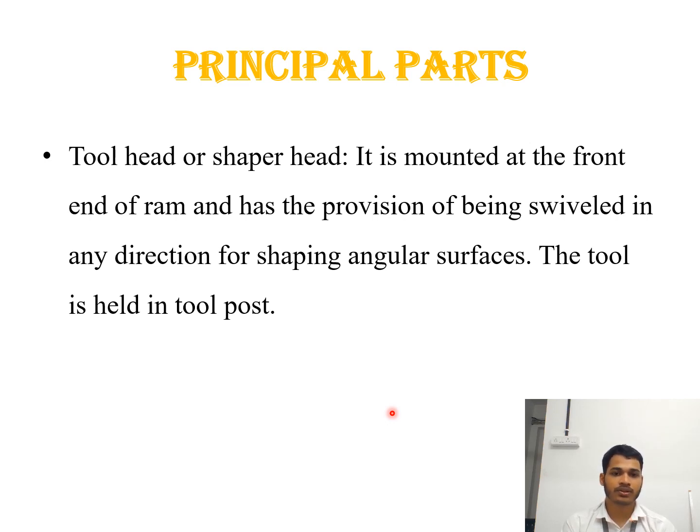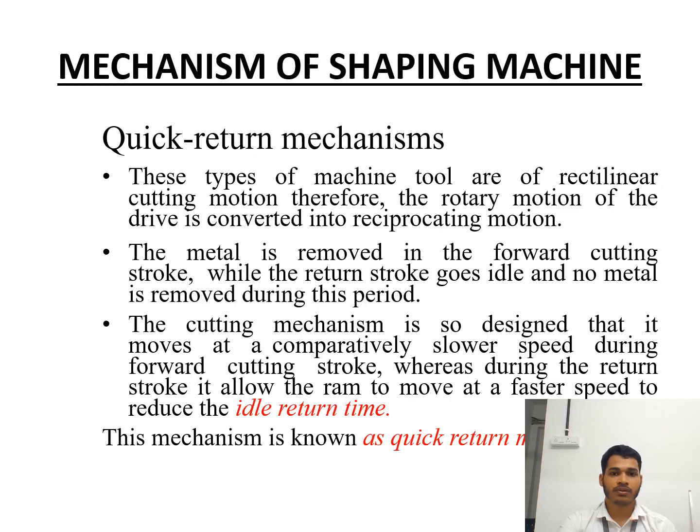So it is in a quick return mechanism. These types of machining tools work with return and cutting motions. Therefore, the rotary motion of the drive is converted into reciprocating motion, and the metal is removed in the forward cutting stroke, while the return stroke goes idle and no metal is removed during this period.